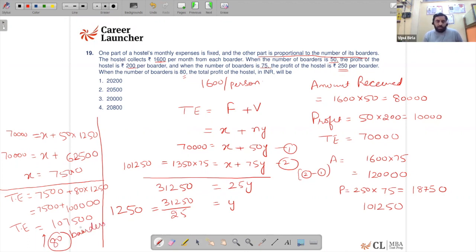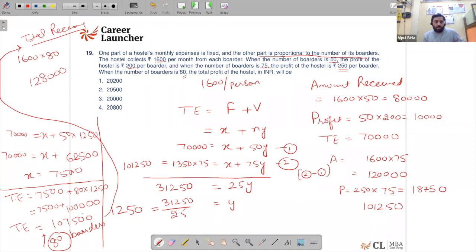Now this is total expenses. What is the total receiving? So let me write it here. Total receiving is going to be 1600 into 80. Eight 6s are 48, so we get 1 lakh 28 thousand. Okay. So we get to know the total expenses incurred is 1,07,500, while this is the total receiving. So the profit is going to be the difference of that.